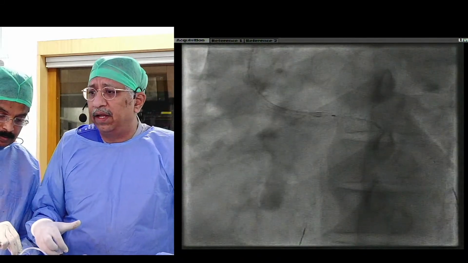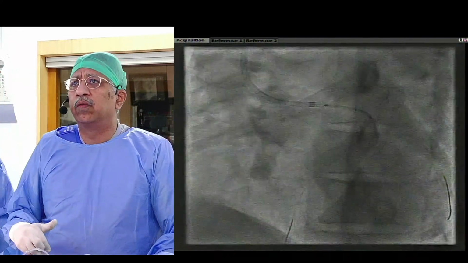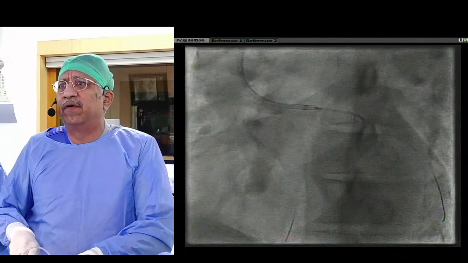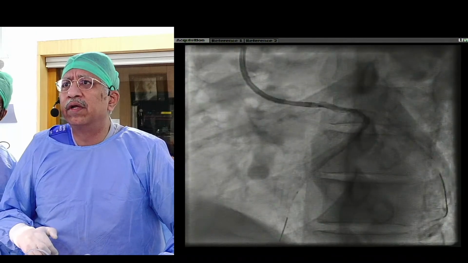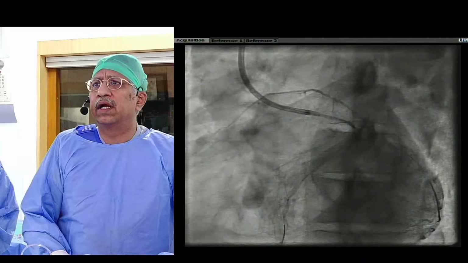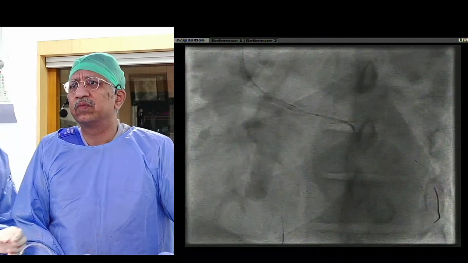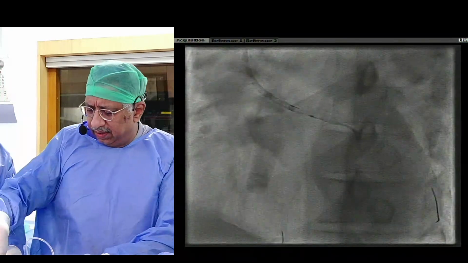So we are taking the LAO view, a little LAO view, so that we are able to nail the ostium of the left main. At the same time, I don't want to come out. You want a cranial? I think we need to come out a little bit more. Can you give me a puff there? I think we're just right.